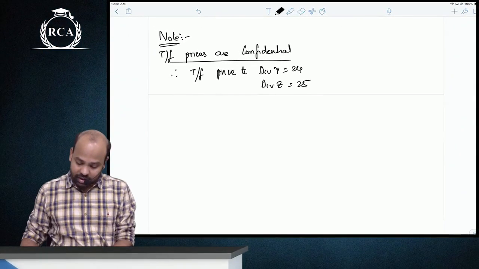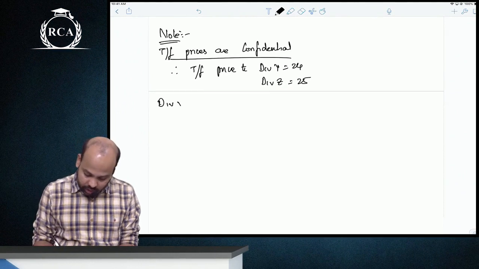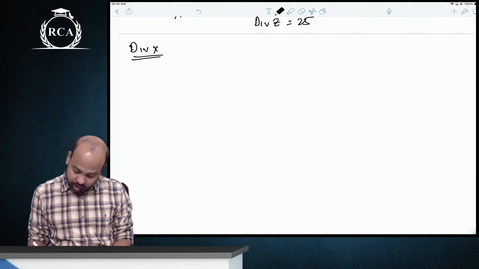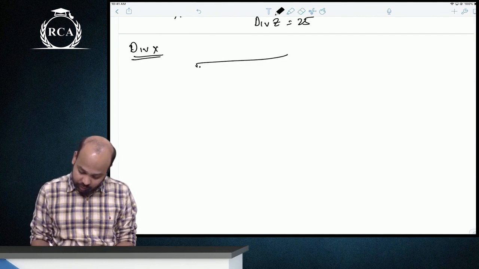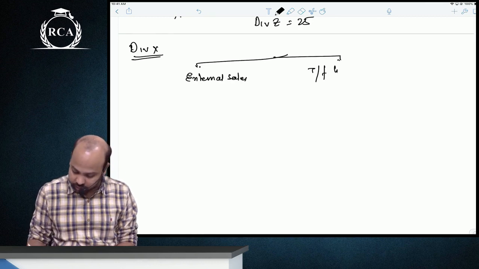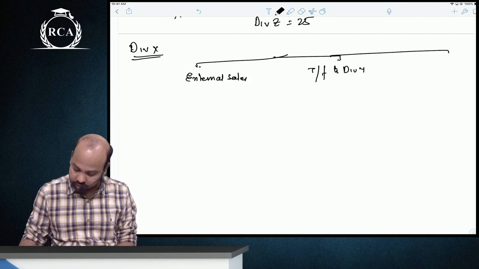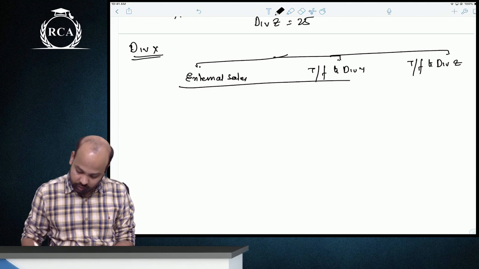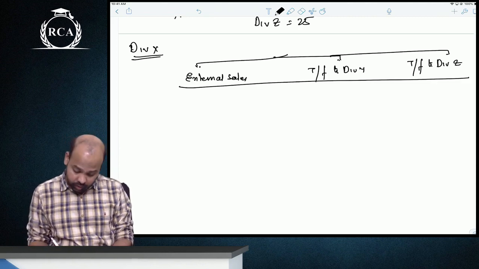Understood. Finally we will now have to take a call regarding division X. अभी ये देखो बेटा division X. Division X has three options. There are external sales, there is transfer to division Y, and then there is transfer to division Z.